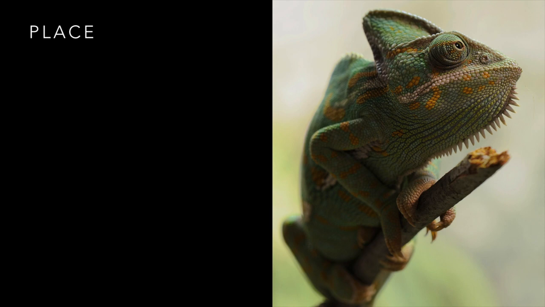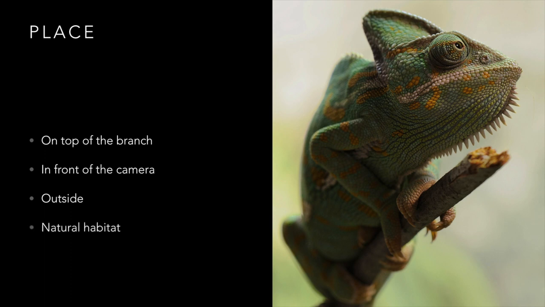Place. You know, place is basically the location of the thing. And by the way, here's on top of the branch again and in front of the camera. These are both fine for relation and for place. So this is maybe a little lesson to learn about categories. Just because a predicate is in one category doesn't mean it can't be in another. It can be in more than one category, and that's fine. Another description or predicate for this critter in terms of place is that it's outside. And maybe we could also talk about its natural habitat. So these critters typically naturally live in one area of the planet and not others.